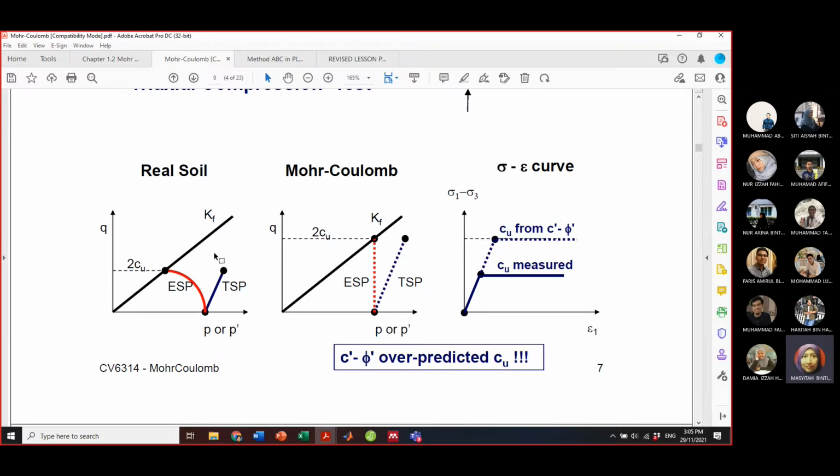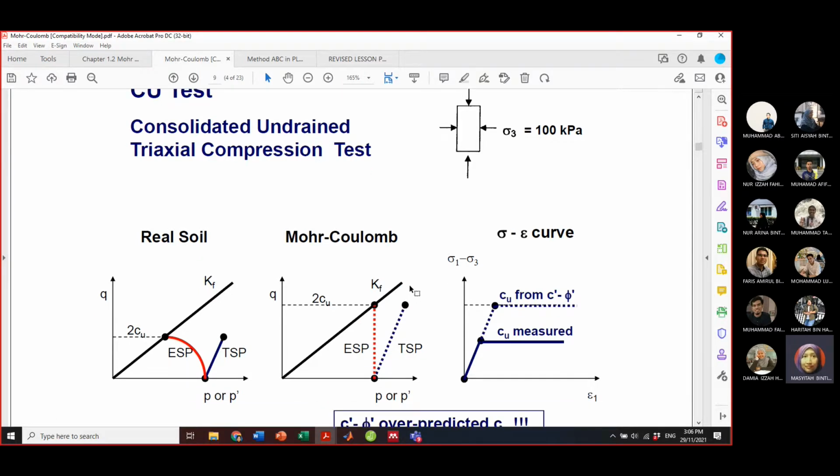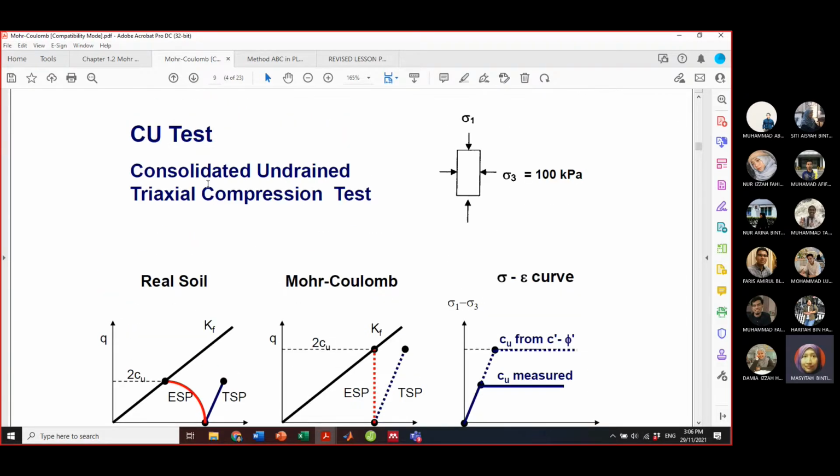But in Mohr-Coulomb, bila you model for consolidated undrained triaxial compression test, dia tak meet failure line dalam keadaan lengkung, tapi dia produce to you dalam keadaan first order, iaitu linear line that meet to the KF, yang mana lebih tinggi nilai deviated stress 2CU berbanding real soil. That's why it says that dia model ni adalah model yang over predicted for this case nilai CU.